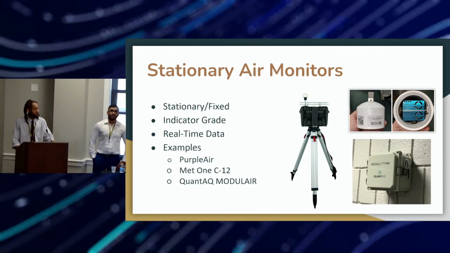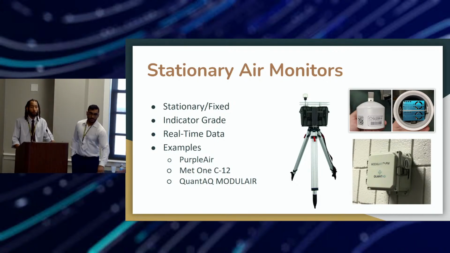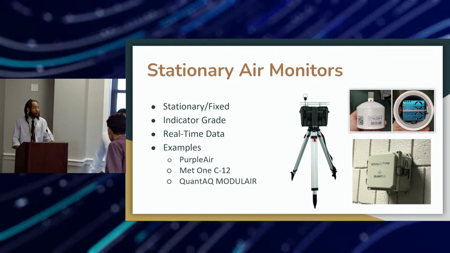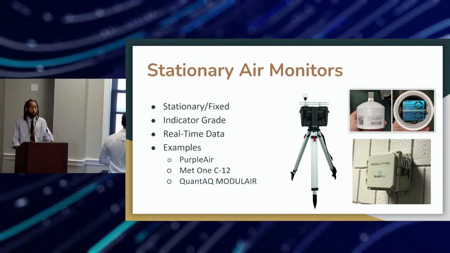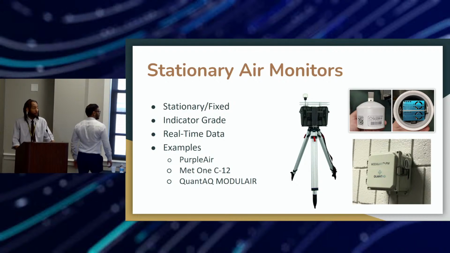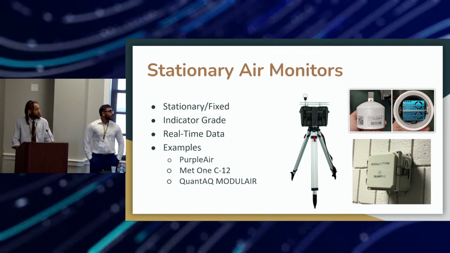The advantage to the PurpleAir monitors and this C-12 monitor is that they're both waterproof and weatherproof, and they require an external power source and a connection to the Wi-Fi to be able to upload the information that they're receiving as far as air quality is concerned to the cloud map, which we'll have an example for in just a minute. And the third sensor that we use here at CEEJH is the QuantAQ MODULAIR, which has multiple points of data that it reads, from PM, temperature, humidity as well.